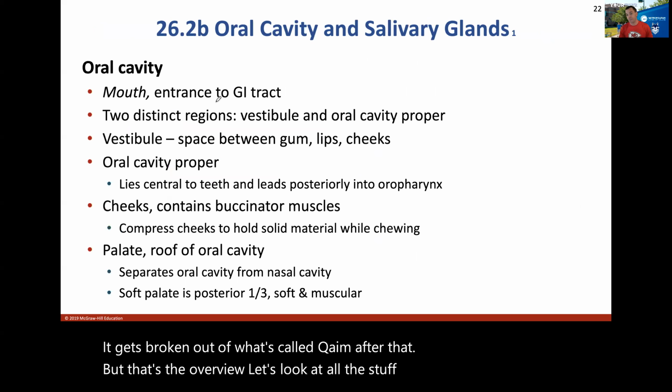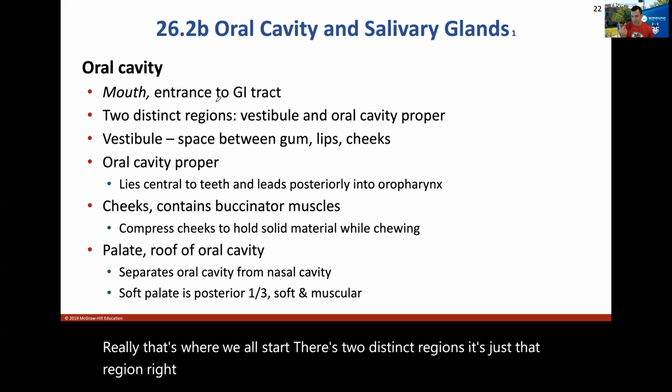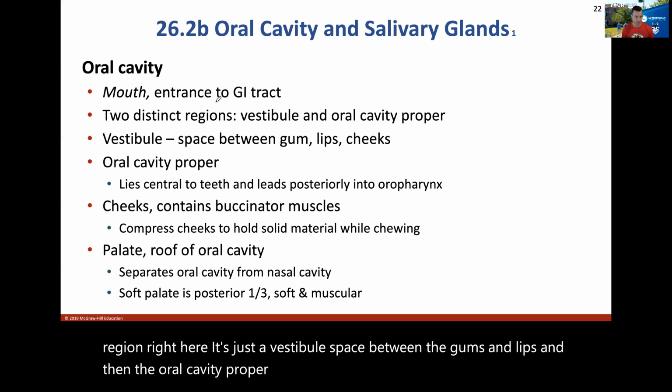The oral cavity, the mouth, really, that's where we all start. There's two distinct regions. It's just this region right here is just a vestibule, space between the gums and the lips, and then the oral cavity proper. And really that's where we're going to be, thinking of and talking about.